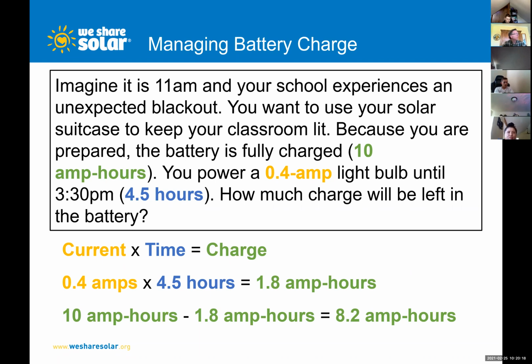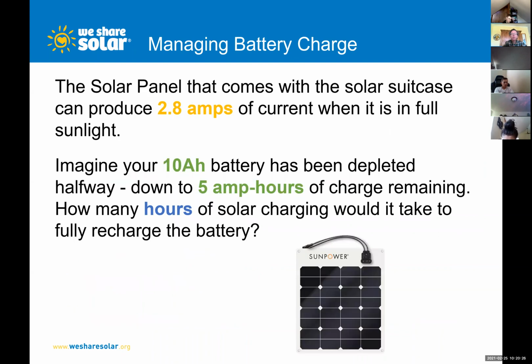I don't think I give you one this complicated in today's Google form. But this is something we'll continue to talk about. The solar panel that comes with the solar suitcase looks like that, and it can produce 2.8 amps of current when it's in full sunlight.